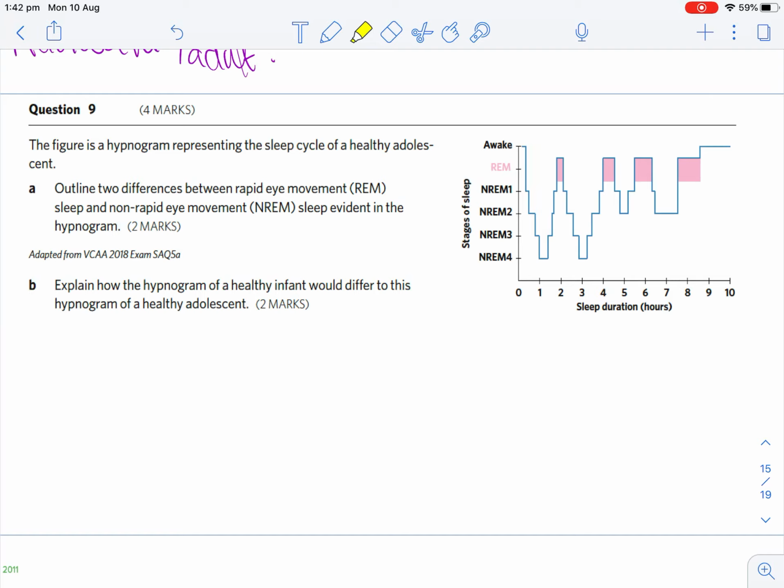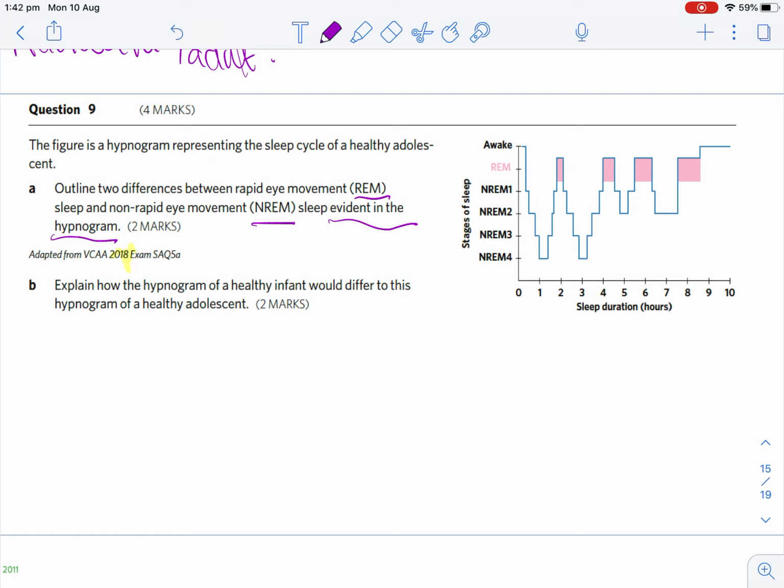Question 9. The figure is a hypnogram representing the sleep cycle of a healthy adolescent. It's already told me that it's an adolescent, so thank you, that's nice. And this is adapted from a Vika question too. Outline 2 differences between REM and non-REM as evident in the hypnogram. So you can't go ahead and talk about everything you know that's different between REM and non-REM. You need to relate it to what you can actually see in the hypnogram here.